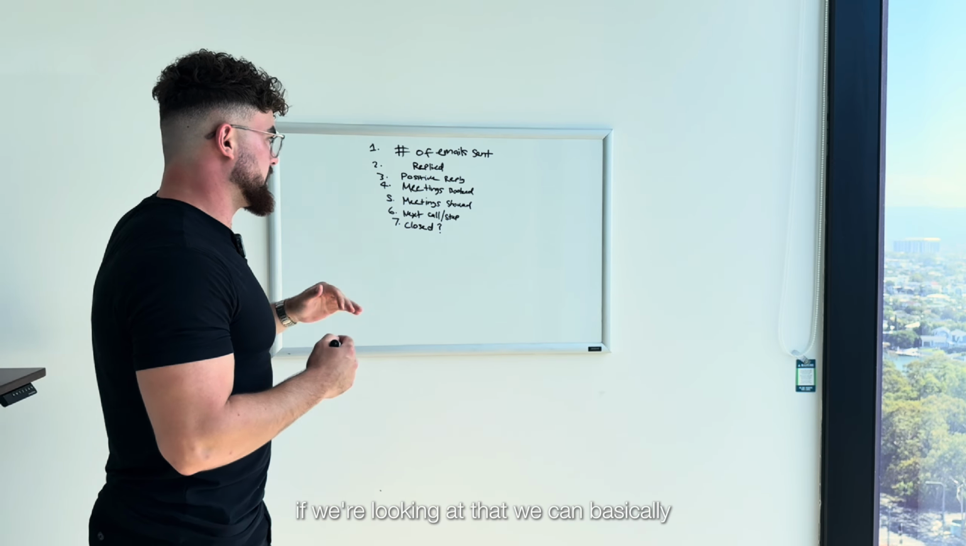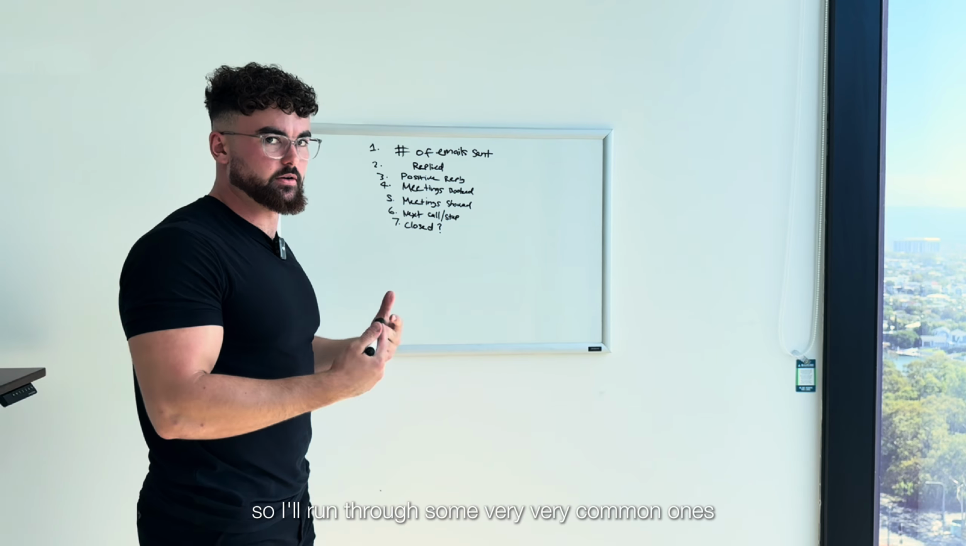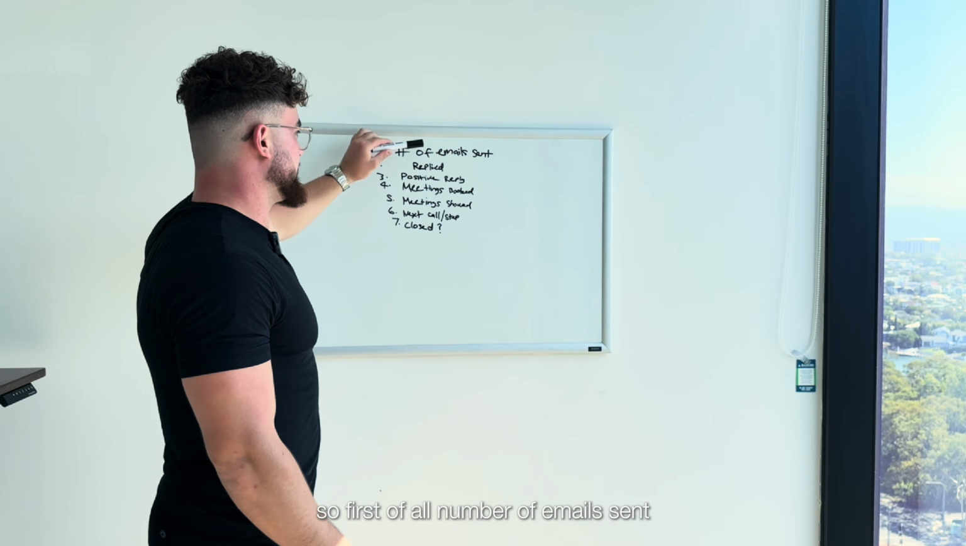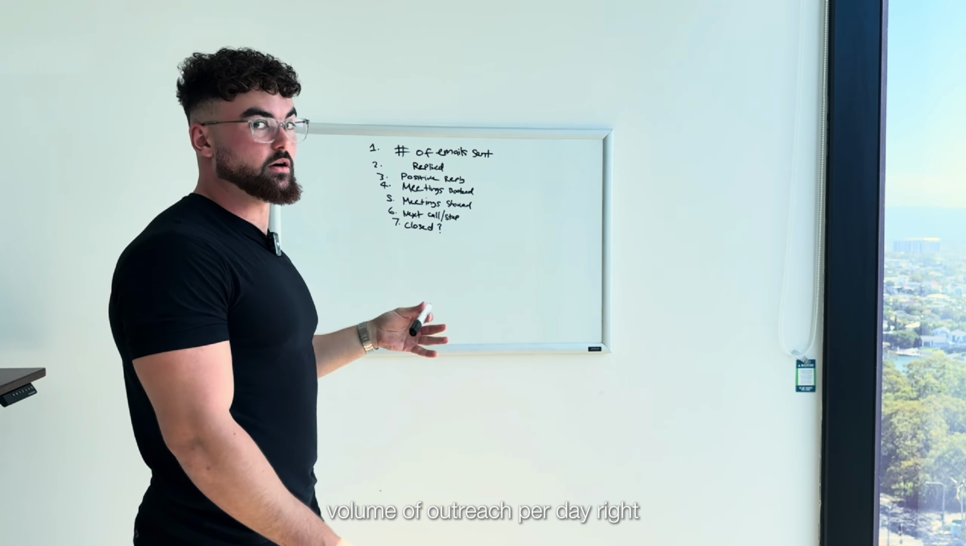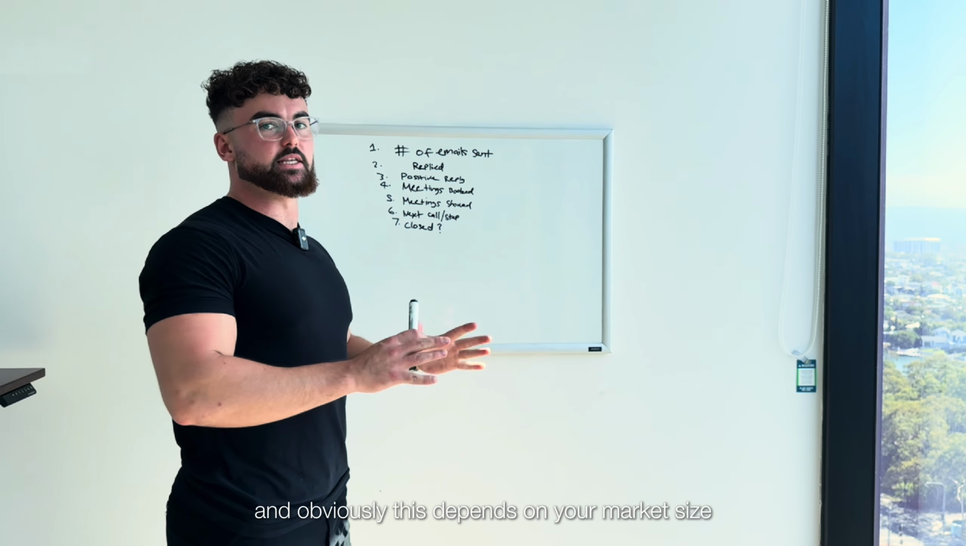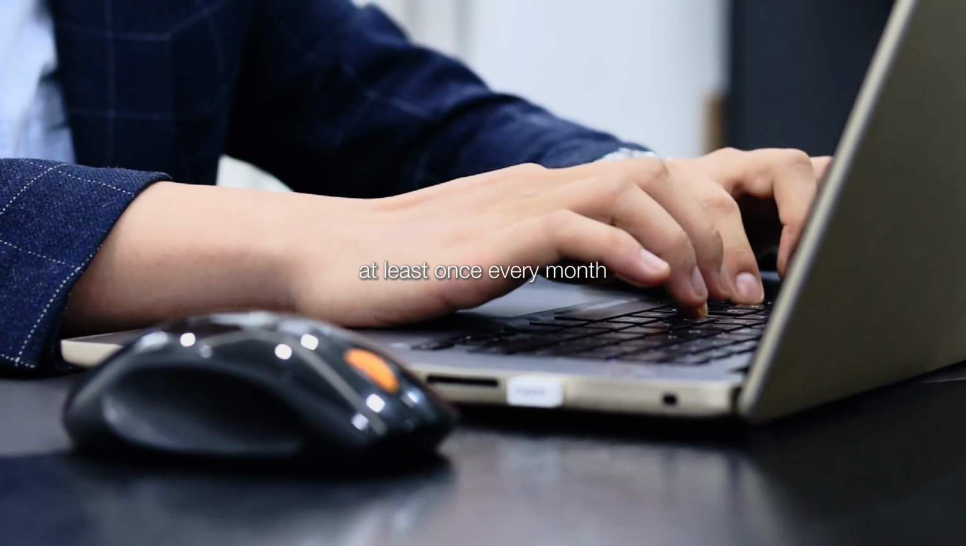If we're looking at that, we can basically just clearly identify, well, what is the bottleneck? So I'll run through some very, very common ones. So first of all, number of emails sent. We want to make sure that we're sending a good enough volume of outreach per day. Right? And obviously this depends on your market size. Typically, you want to be contacting your target market at least once every month.